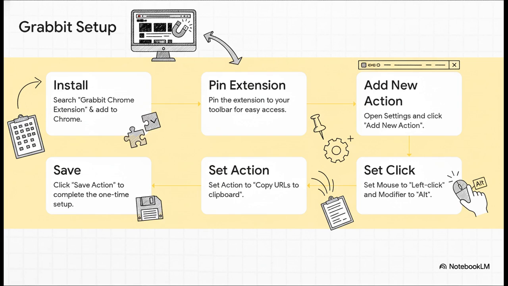Just search for the Grab-It Chrome extension and add it to Chrome. Pin it to your toolbar so it's easy to find. Then you'll open its settings and click Add New Action. Just set the mouse to left-click, the modifier to Alt, and the action to copy URLs to clipboard. Hit Save, and that's it. You set it up once, and you can use it forever.